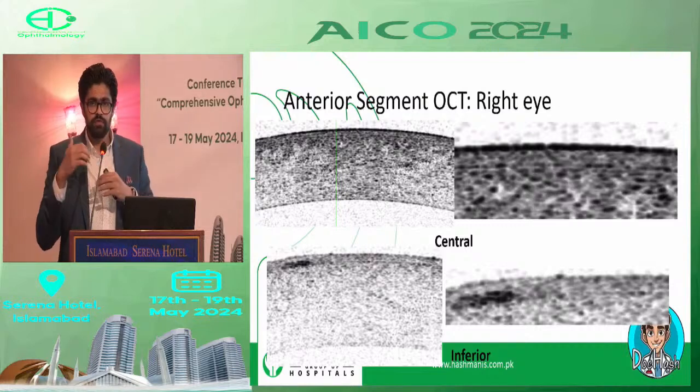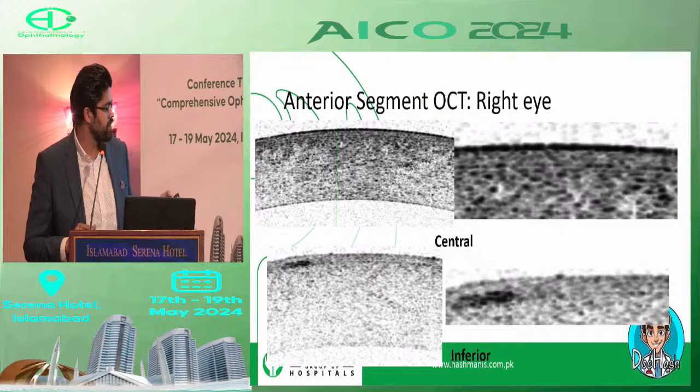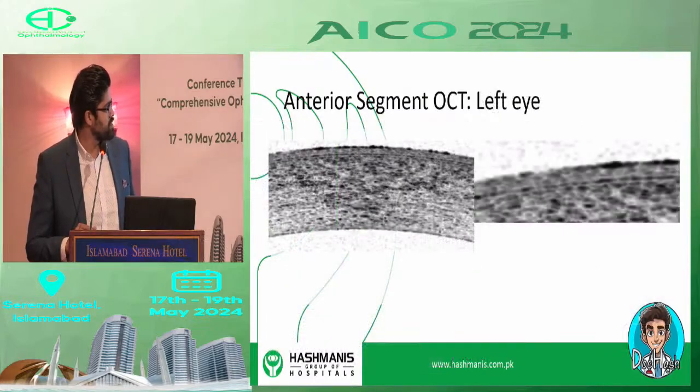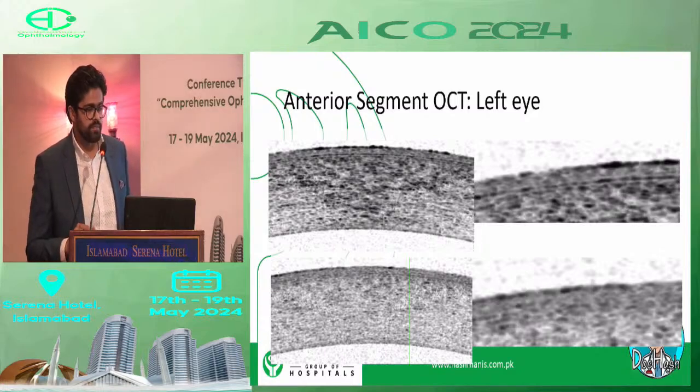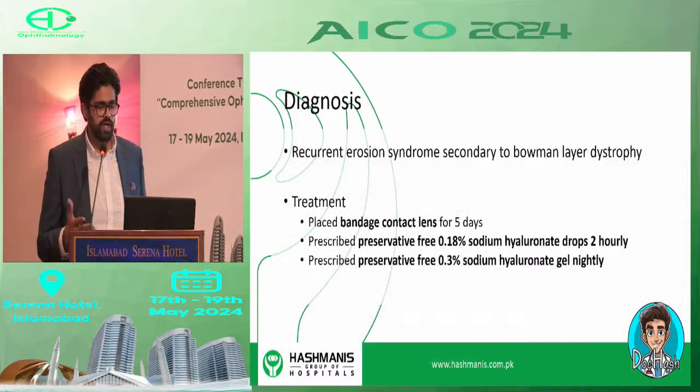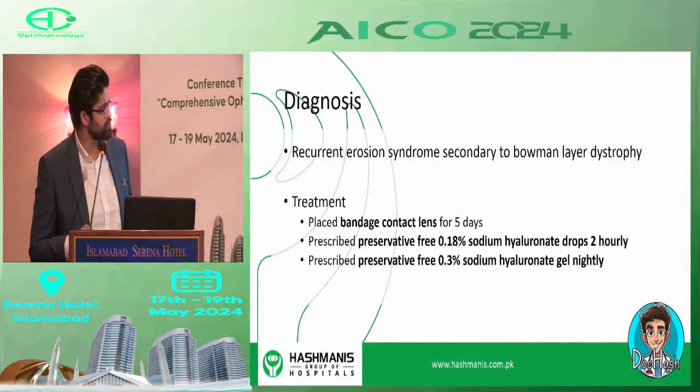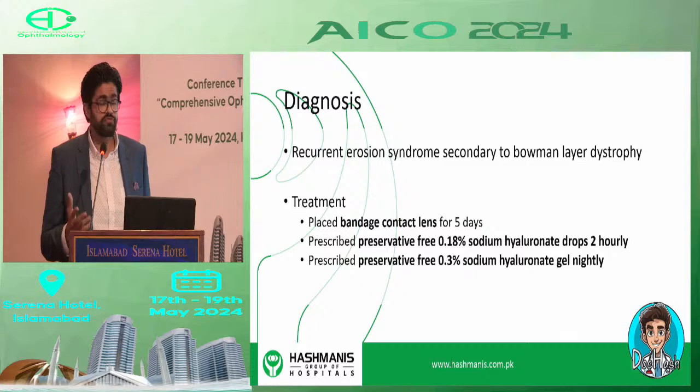Remember, the epithelium anchors into the Bowman's, and without a good Bowman's, you're not going to get that anchoring. And again, similar findings in the other eye, right? So absolutely absent Bowman's here. So what was the diagnosis? We got a diagnosis of recurrent erosion syndrome secondary to some sort of dystrophy.